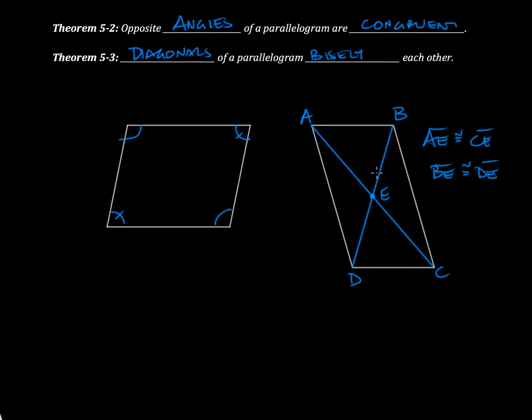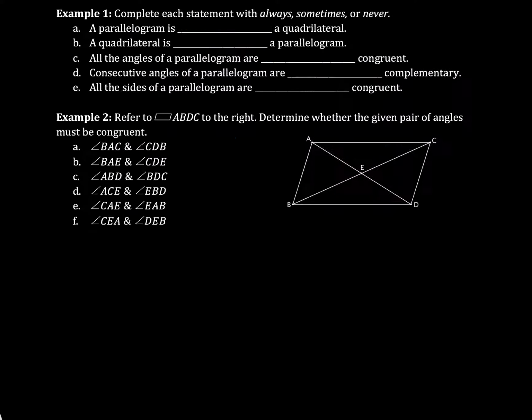There's a couple different ways we could do it, but we'd use corresponding triangles to prove that these diagonals end up bisecting each other because these pairs of segments are congruent. But that'll always happen in any parallelogram. So let's look at some always, sometimes, or never questions real quick.